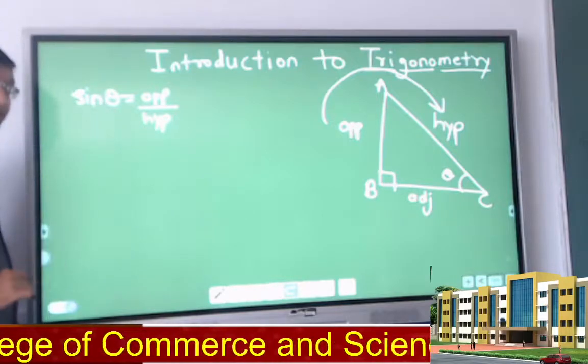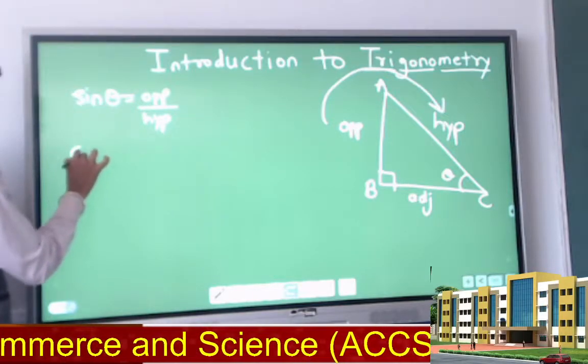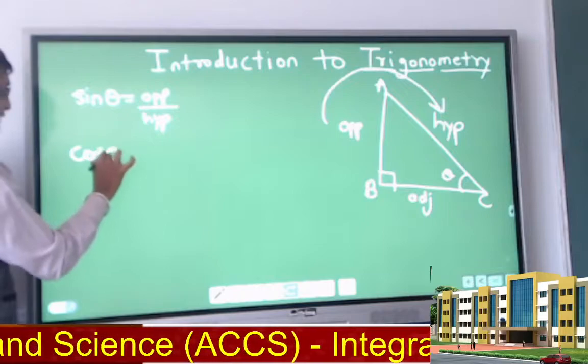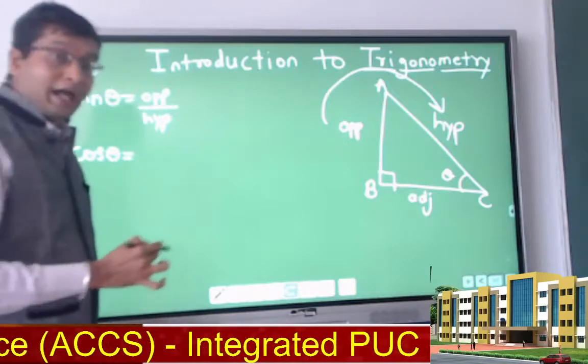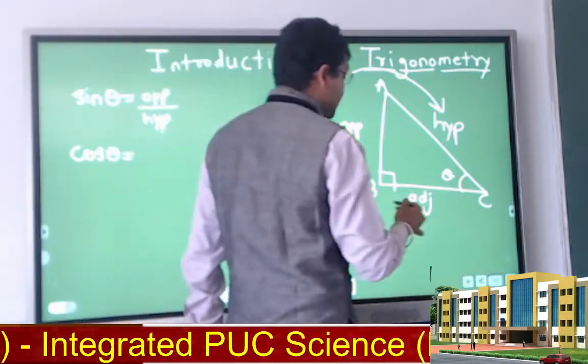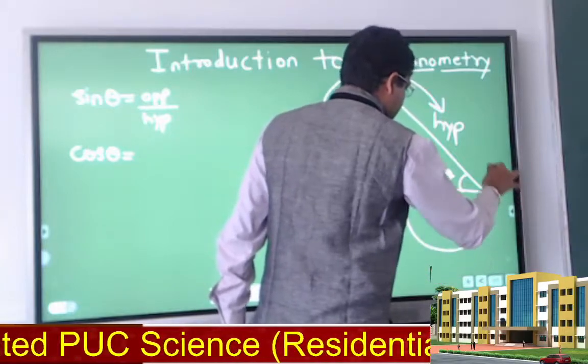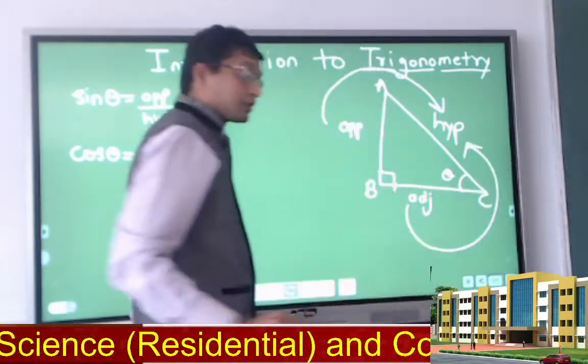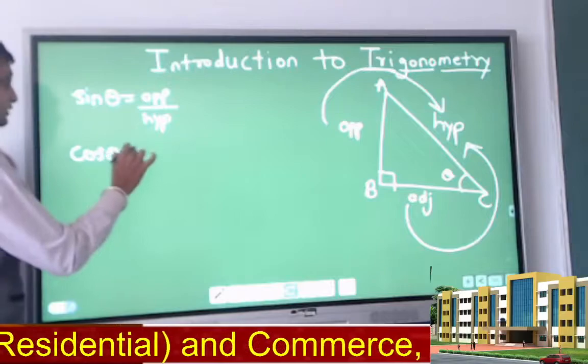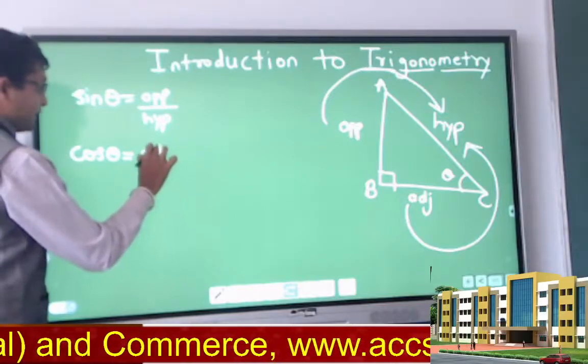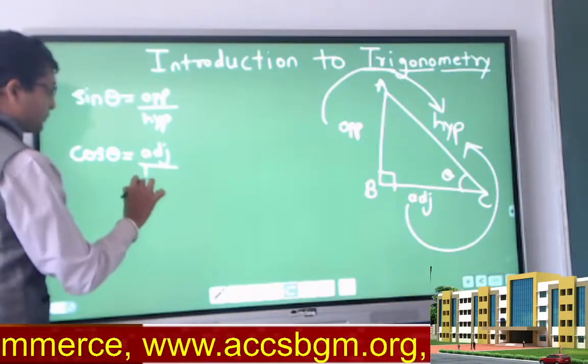Next trigonometric function is cos. So the angle is theta, cos theta I write. I move in an anti-clockwise direction. That is adjacent side divided by hypotenuse. So what is cos theta? It is the adjacent side divided by hypotenuse.